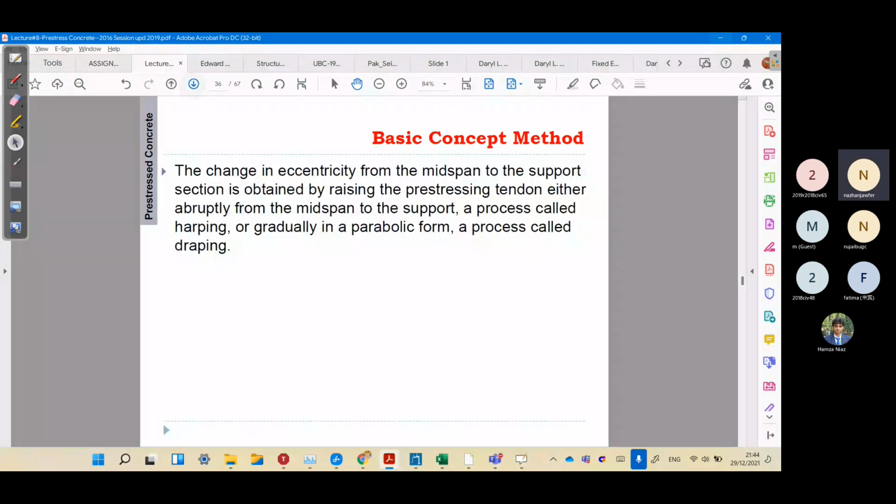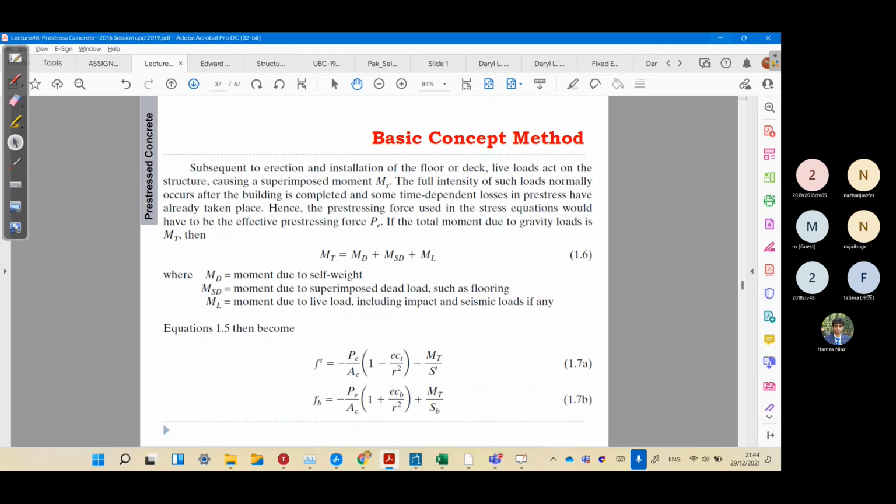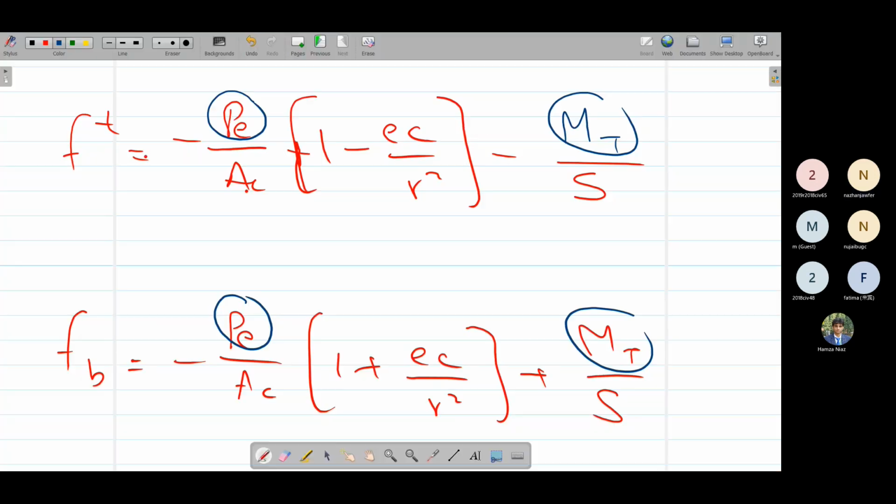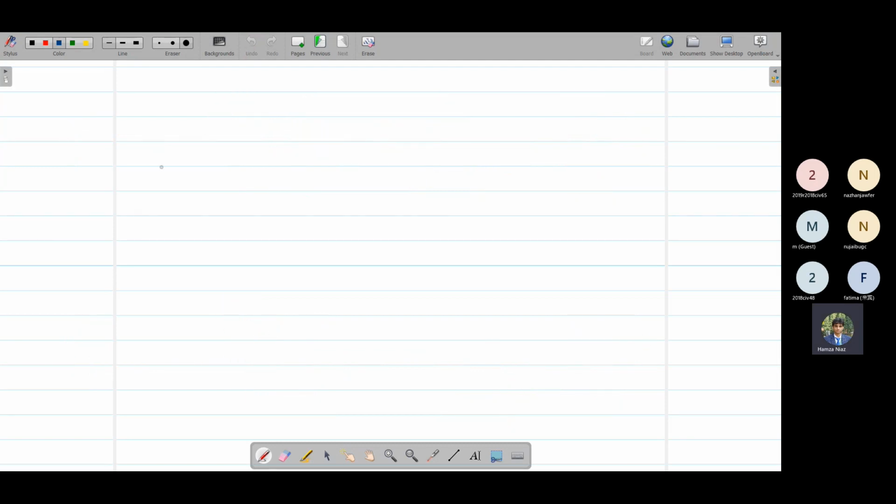Brother, always in top. Sorry. Brother, always we should take minus in top and plus in bottom. This sign, brackets. Yes, yes, this. Actually, this is like this.